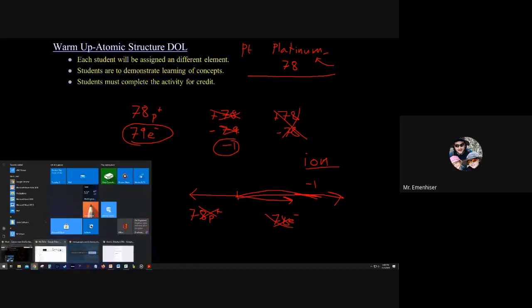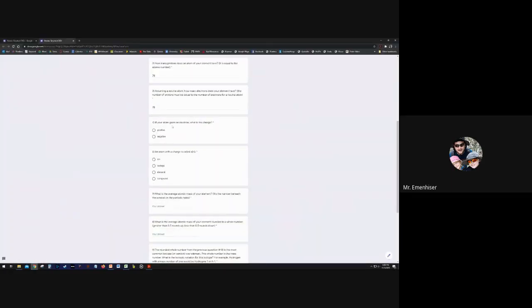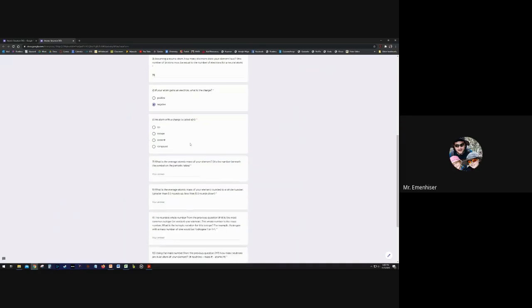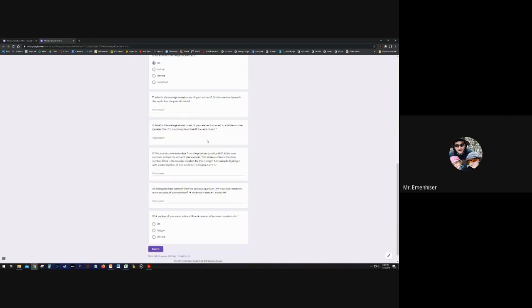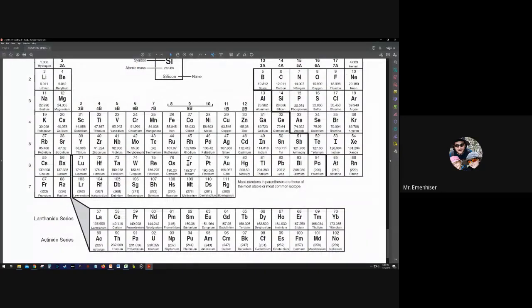Okay. All right, Mr. Google Form. So if an atom gains an electron, what's its charge? It's now negatively charged because electrons are negative and you gained one. An atom with the charge is called an ion. Okay, what is the average atomic mass of your element? All right, well, let's look at our periodic table. I'm right here, and that's my average atomic mass. It is beneath the symbol, and I will certainly share this periodic table with you guys during class.